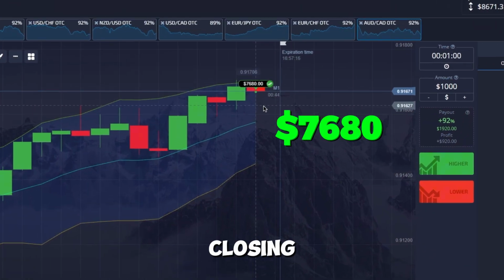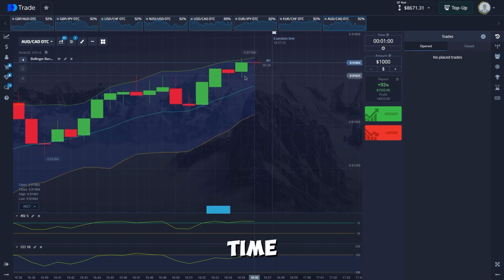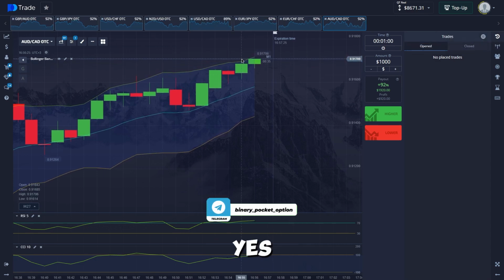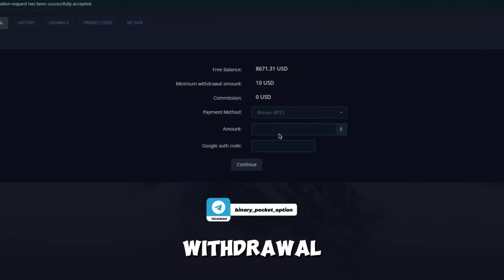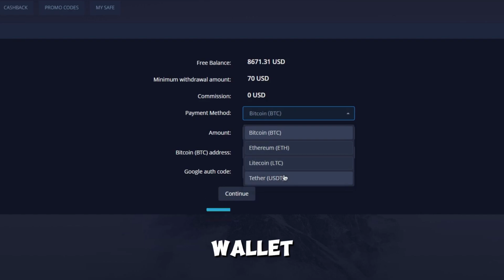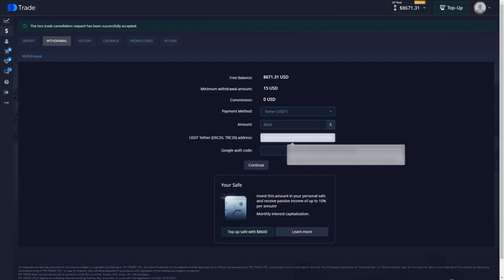And our trades are closing at a plus. The rollback is still small. We opened on time, at the peak of the shadow. Yes, the transactions were completed at a plus. Let's make a withdrawal. Fix our trade. Choose a wallet. The amount will be $8,600.